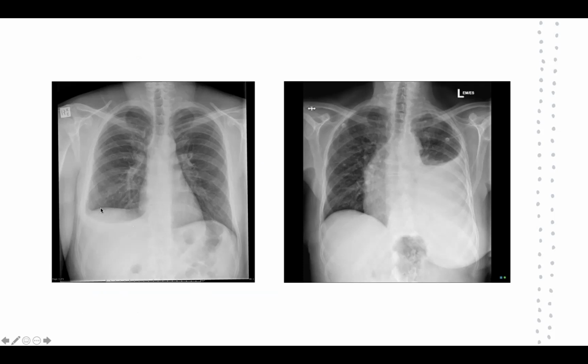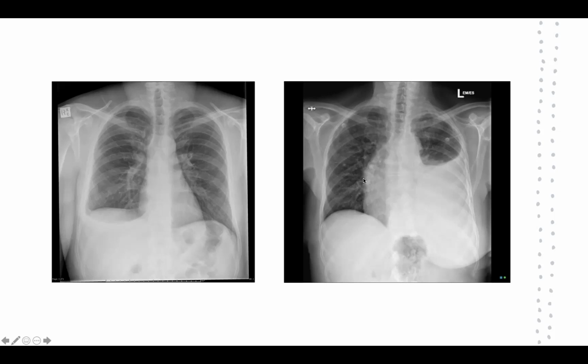And there's a nice meniscal sign as well. A meniscal sign is that concave deformity in the fluid level. Meanwhile, in this one, we've got a much larger left-sided effusion. So again, you can see that meniscal sign.